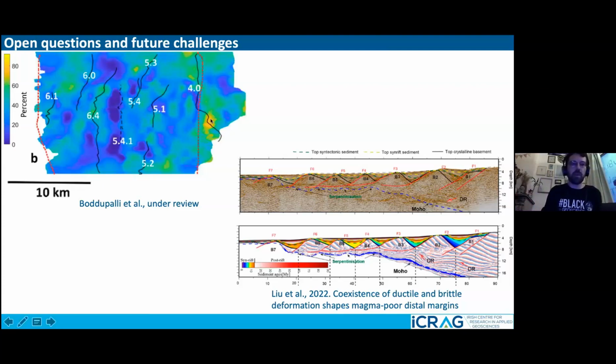And this is a paper I'm co-author of and led by Bhargav Bodupalli, in which we propose a new serpentinization map and relation between faulting and serpentinization. And that paper, to my knowledge, was published last Friday, so it's brand new, and it shows coexistence of ductile and brittle deformation that shapes magma-poor distal margins.